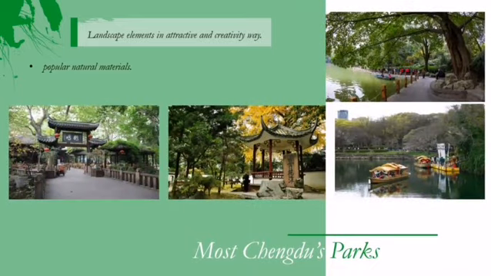Two, landscape elements in an attractive and creative way. Popular natural materials. Landscape should strive to make it as harmonious as possible with nature. This means applying natural materials as much as possible, such as seating, decoration, etc.